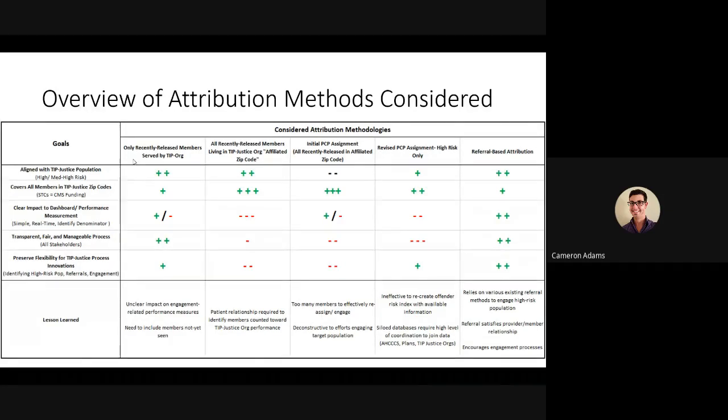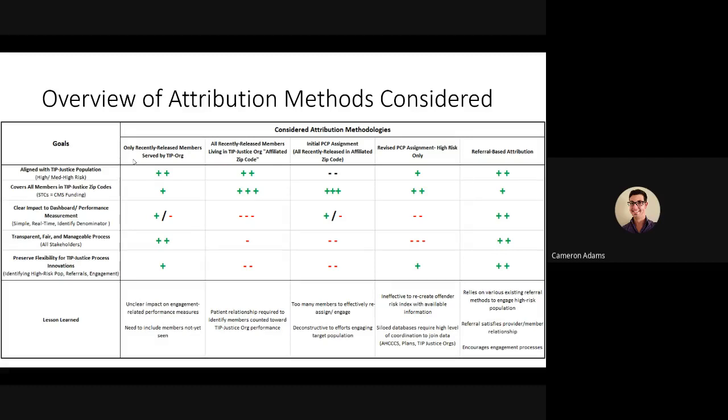If there was any question on which members were considered or which members they needed to reach out to in order to improve those measures, we weren't able to identify them because there technically wasn't a patient-provider relationship established. So we had to move on from that one and create that relationship with primary care provider assignments. So we took that same list and said, okay, let's look at assigning those members primary care physicians that work in the TIP justice clinics.